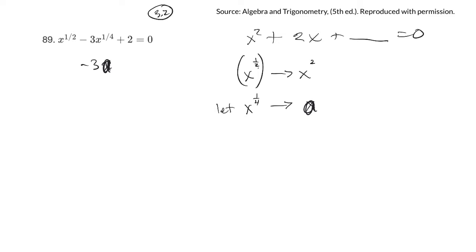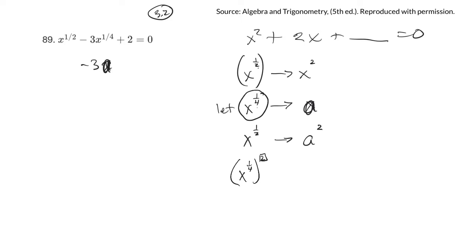Then I'd want to know what x to the 1/2 is. I'm thinking it'll be a squared, but let's just see. So if x to the quarter is equal to a, then what I'm wanting to know is what do I have to put this number here to get 1/2. If I put a 2 there, if I square that, then 1/4 times 2 is 2/4, which is 1/2. That's what I want.